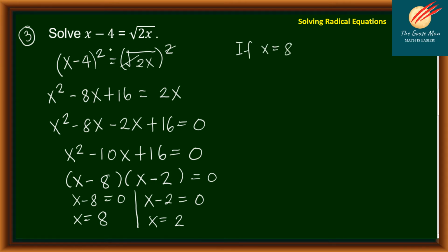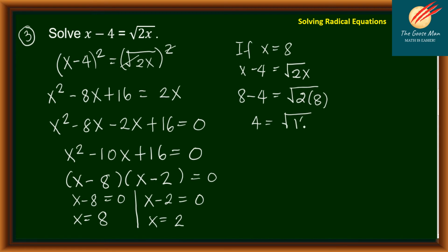from the original equation, x minus 4 is equal to square root of 2x. Substitute the value of x, so we have 8 minus 4 is equal to square root of 2 times 8. So we have 4 is equal to square root of 16. So 4 equals 4. So this is true.